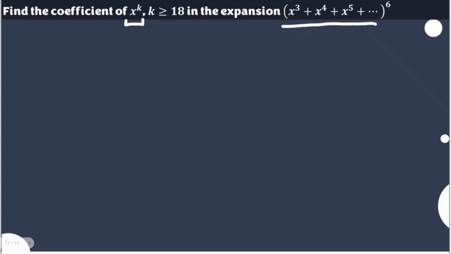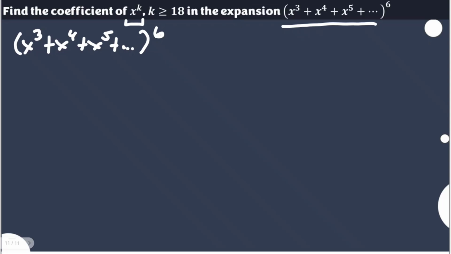Now, in identifying here, of course, let's start with our multinomial x cubed plus x to the power of 4 plus x to the power of 5 plus dot dot dot, so on and so forth, raised to the power of 6. Let's look into this first before digging into the other criteria, such as k should be greater than or equal to 18, and we're just looking for the coefficient of x to the power of k, not a specific term, so we will have a lot more terms for that.